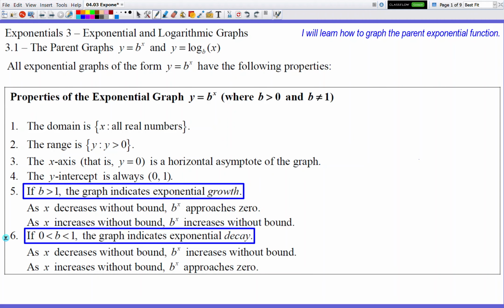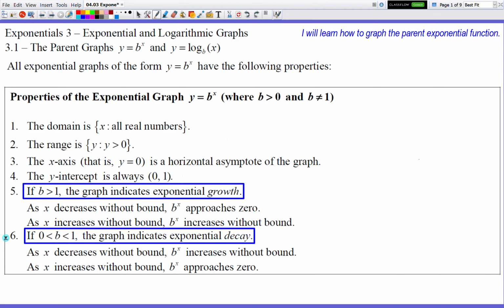Okay? But the first thing I want you to focus on for this first slide is the b value, or what we call the base value. The letter b is your base, and if it's a value greater than 1, so let's look at this first blue box on the top, then you're going to have a graph that indicates exponential growth, meaning it's going to go up to the right. And if you have a base value that is between 0 and 1, it's going to indicate exponential decay, meaning it's going to go down, or get lower in value, as it goes from left to right.